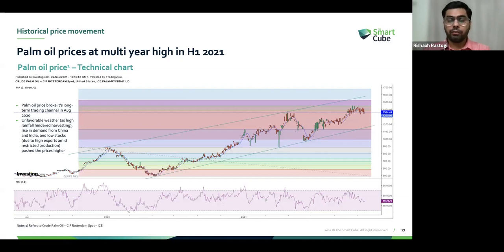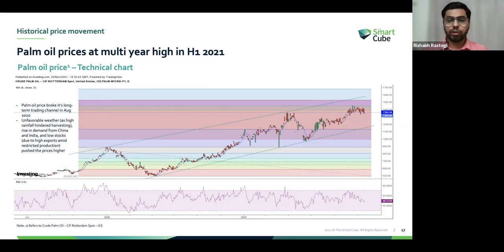Palm oil prices have witnessed a consistent rise from May 2020 and have increased over 130% since then, arriving at a historic 10-year high. Palm oil prices broke their long-term trading channel in August 2020. As visible in the chart, prices have found support on the 50-day moving average and have stayed consistently above the average, with a brief correction in June due to demand concerns.